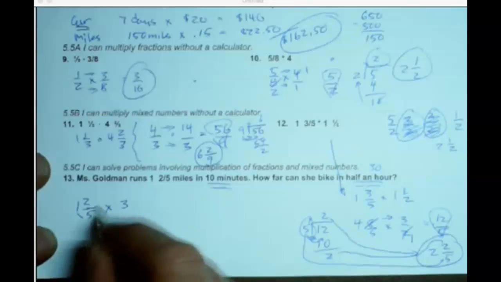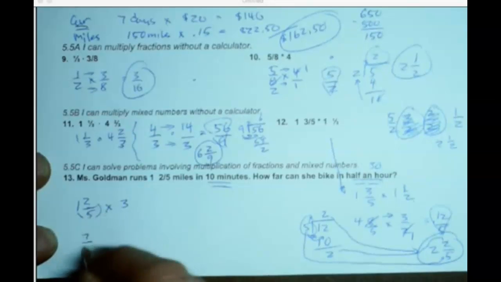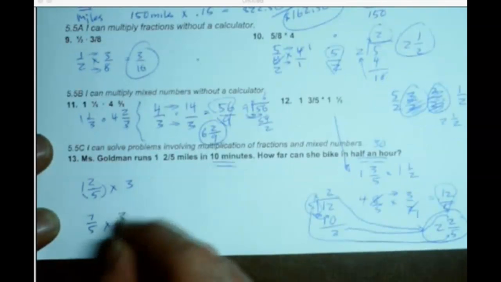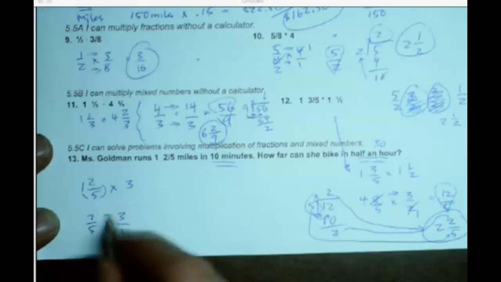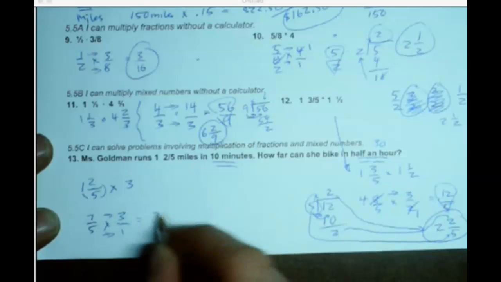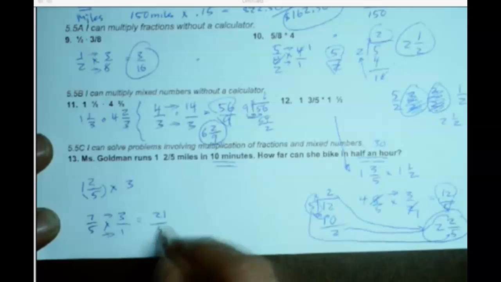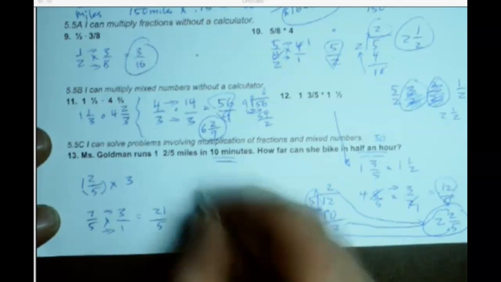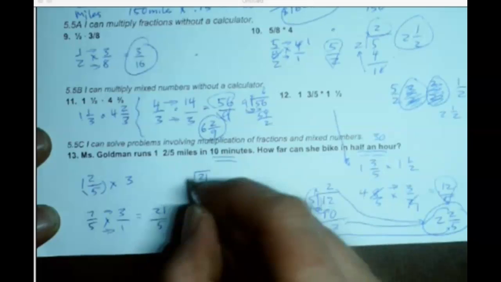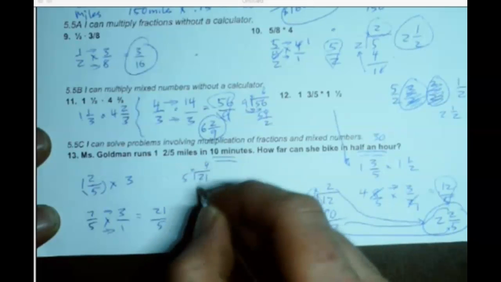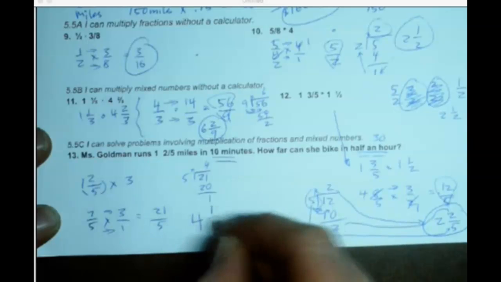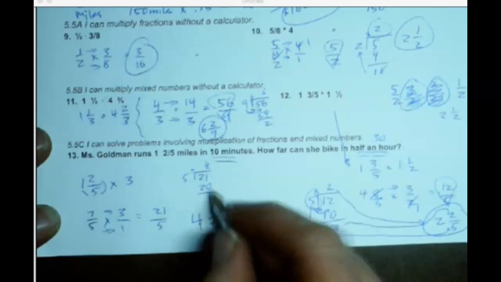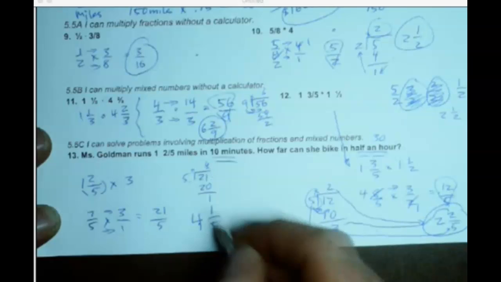1 times 5 is 5 plus 2. So I've got 7/5 here. And I'm going to multiply that times 3, or times 3 over 1. I can't do any cross reducing there. Nothing works. So I just have to go straight across. 7 times 3 is 21. 5 times 1 is 5. 21/5. Well, 21 divided by 5 goes in there 4 times. 4 times 5 is 20. There's one remainder. So she can run 4 and 1/5. 4. Remainder is the numerator. Divisor is the denominator.